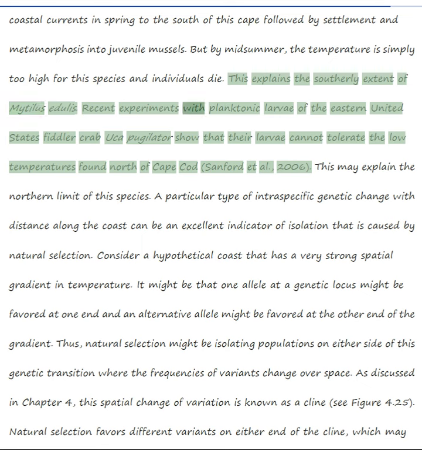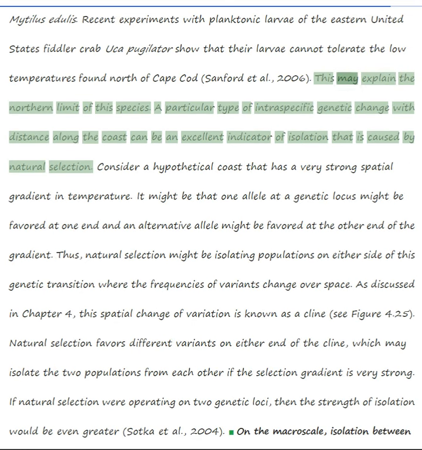Recent experiments with planktonic larvae of the eastern United States fiddler crab Uca pugilator show that their larvae cannot tolerate the low temperatures found north of Cape Cod. This may explain the northern limit of the species.